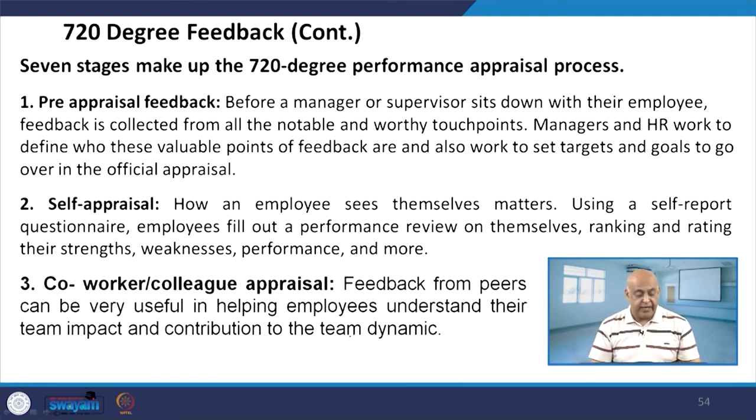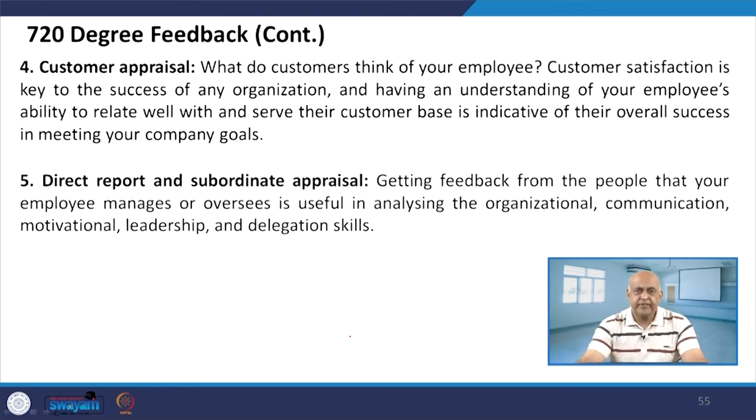And therefore, it becomes very, very important, that is the pre-appraisal. Then the self-appraisal is also done by the employee himself. Because as we have seen in the 360 degree, the 720 is what? A repetition of the 360 degree. So, the employee should work on those parameters which are the pre-decided touch points with the supervisor. All these touch points will be discussed with the supervisor, and then analyzed through the self-appraisal and appraisal by the co-workers.